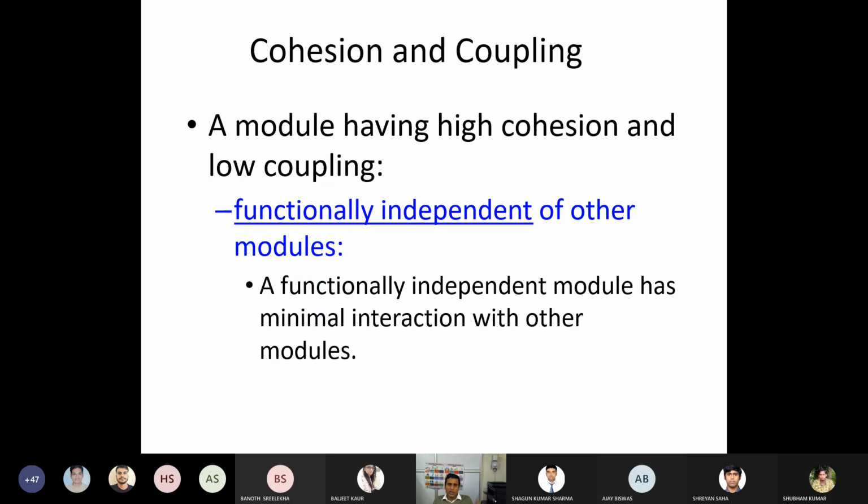Now, a module having high cohesion and low coupling, that is what I said to you, right? Functionally, something should be independent of other modules, and these functionally independent modules have minimal interaction. It is very much independent, so it is not going to take any help from any other module. Mostly it is independent, so we try to see it this way.